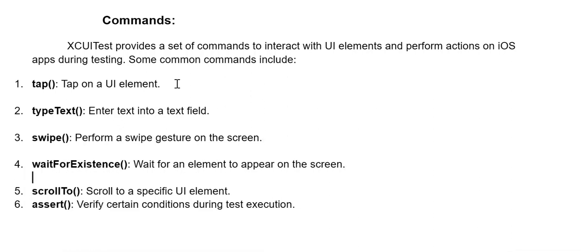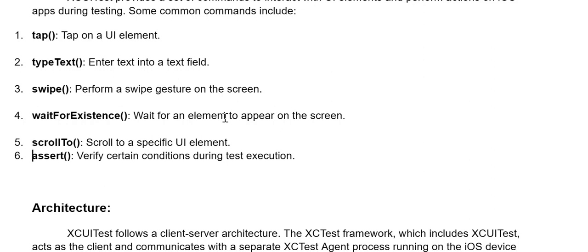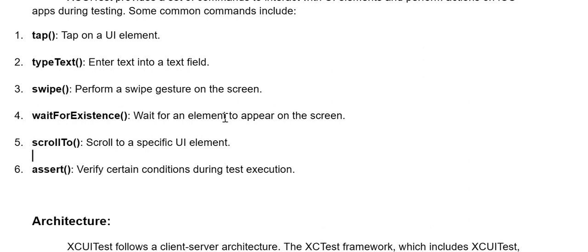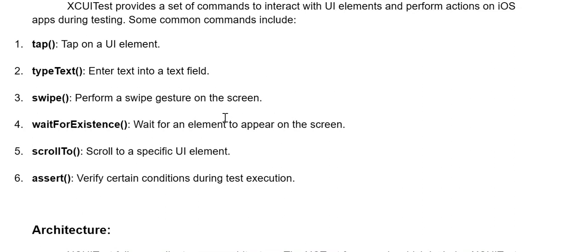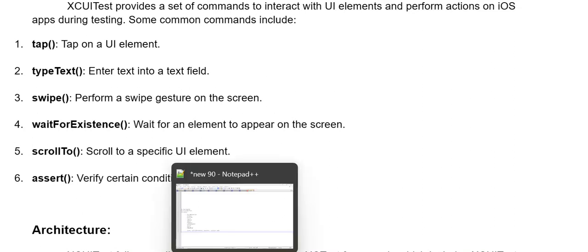Wait for existence, that is for asynchronous actions. Scroll to, scroll to a specific UI element. Assert, verify certain conditions. Okay. Tap. Let's actually write this.